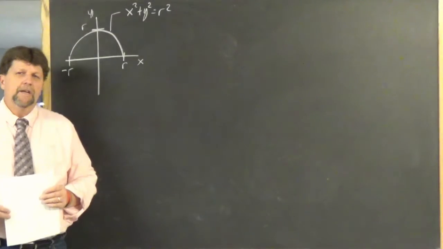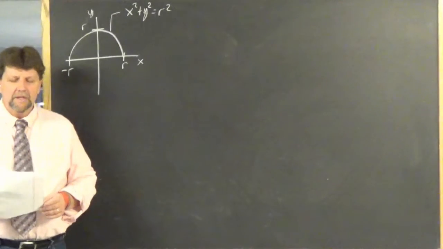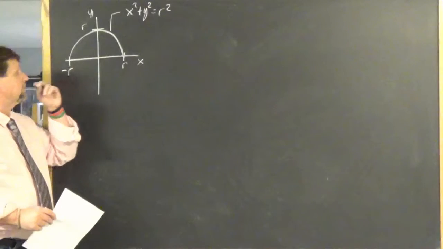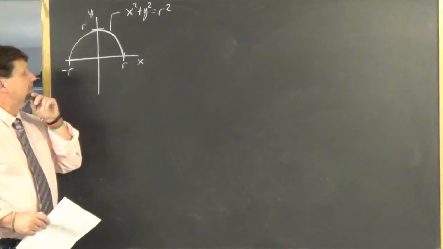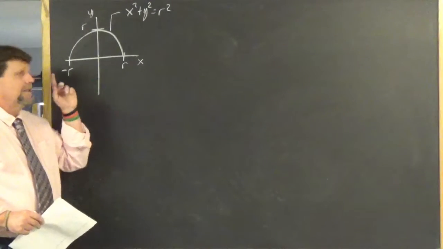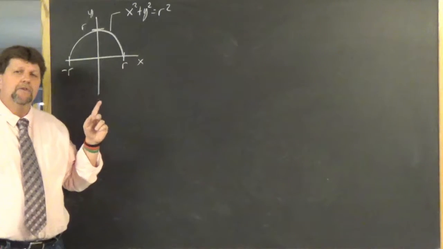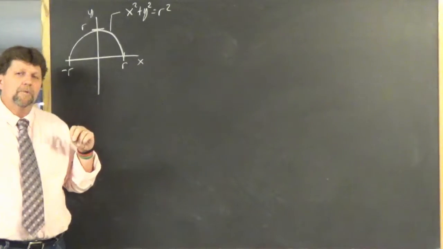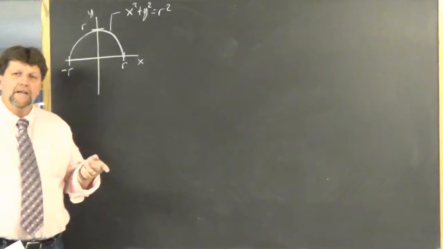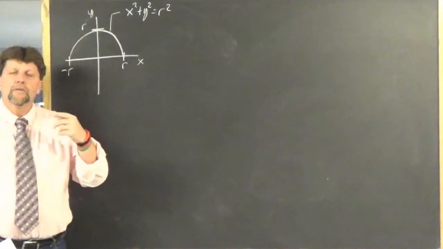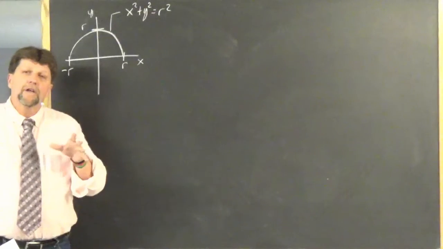Hey folks, thought I'd make a video on a couple of the homework problems. In this one, you were asked to take the top half of the circle, x squared plus y squared equals r squared, and revolve it around the x-axis to determine basically the formula for the volume of a sphere.